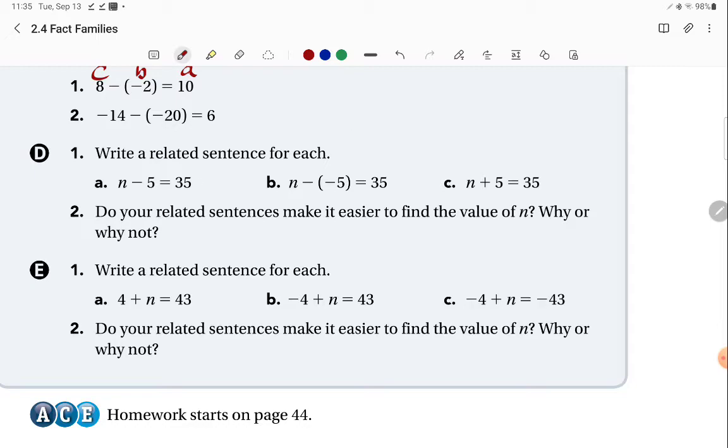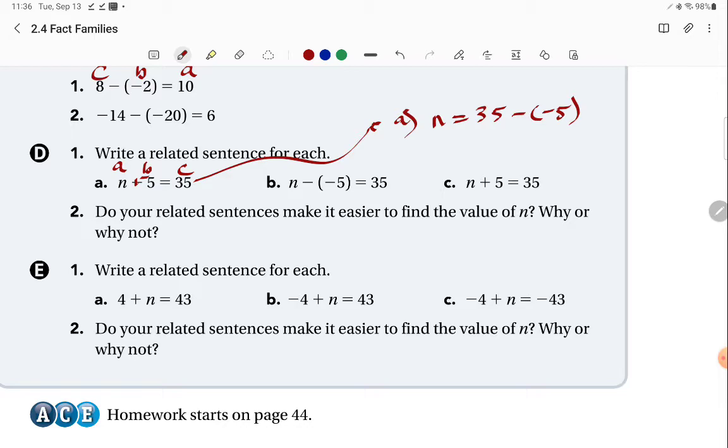So on A, it's saying write a related sentence. So the idea is to get to the point where, okay, I'm going to leave. So if this is A, and we're going to do plus and negative. So this is B, and that's C. I'm going to do N is equal to 35 minus negative 5.